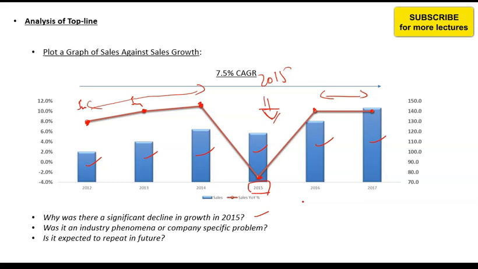So then you will need to find out कि उस particular year के अंदर competitors ने कैसा perform करा था. अगर competitors ने बहुत अच्छा perform करा था और company specific phenomena था, so that means there is a problem with the company. लेकिन अगर overall industry ही down थी, so that means there is no problem with the company, it was just a cyclical move. That is overall economy या overall industry या overall demand जो थी वो उस period के अंदर down थी या कम थी. Then next is it expected to repeat in future?